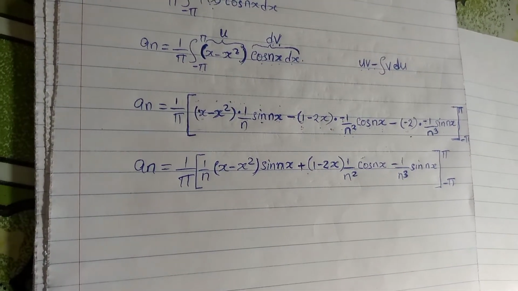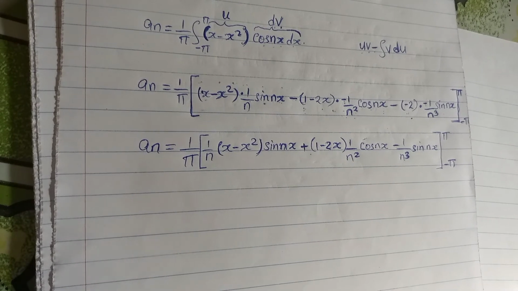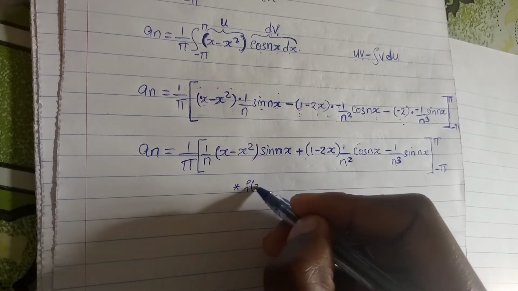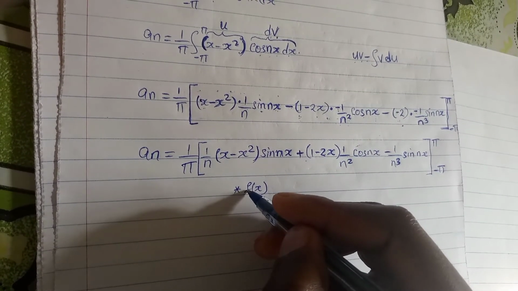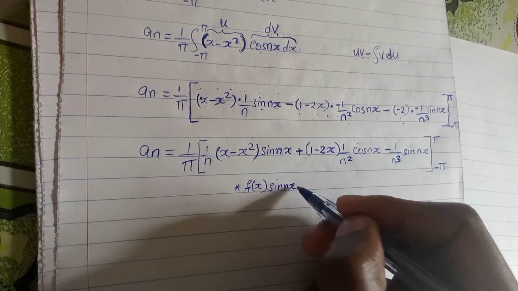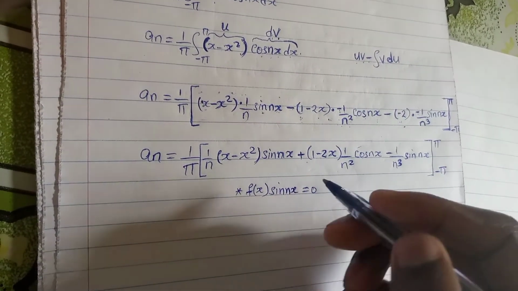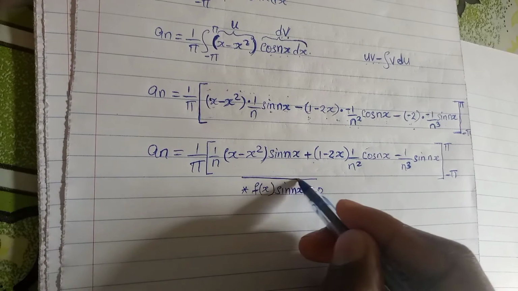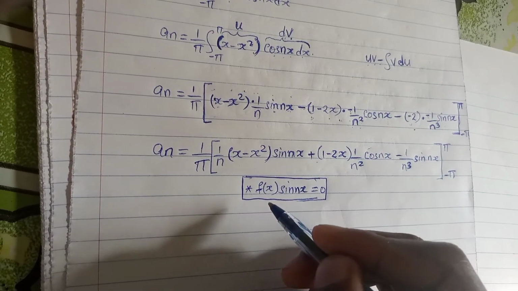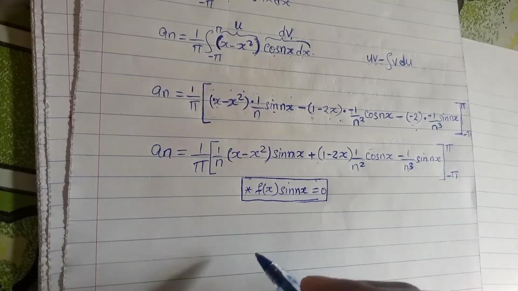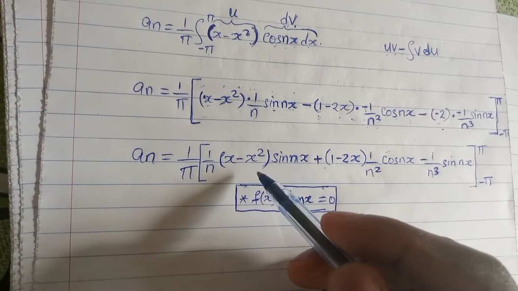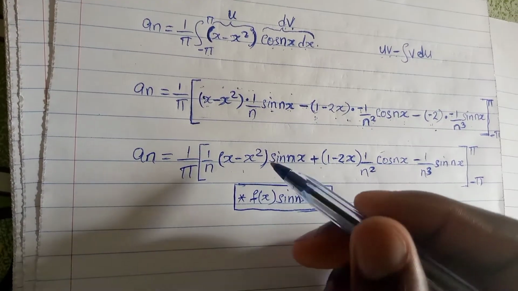Then from there, we are proceeding well. There is an identity which says that f of x, I'm using f of x to mean any function, times sine nx, or any function times sine x, is equal to 0. This is an identity which is supposed to be at your fingertips. Therefore, any part with the sine will cancel to 0 in this case.